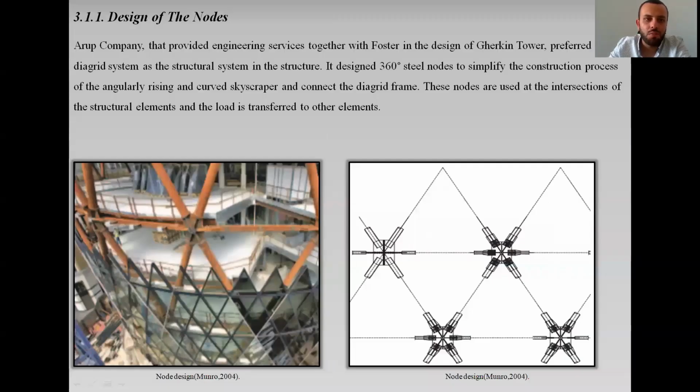Design of nodes. The company that provides engineering services together with Foster in the design of Gherkin Tower preferred the Diagrid system as the structural system in this structure. In the design, 360 Diagrid steel module nodes were used to complete the construction of the angularly rising and curved skyscraper and connect the Diagrid frame.